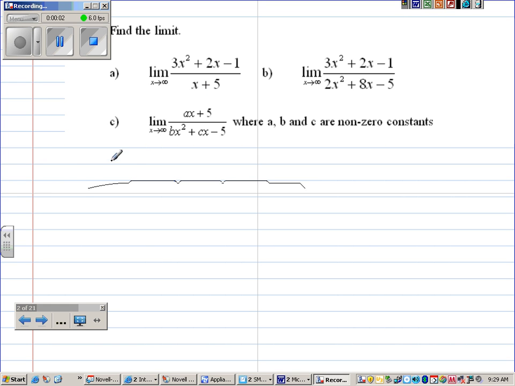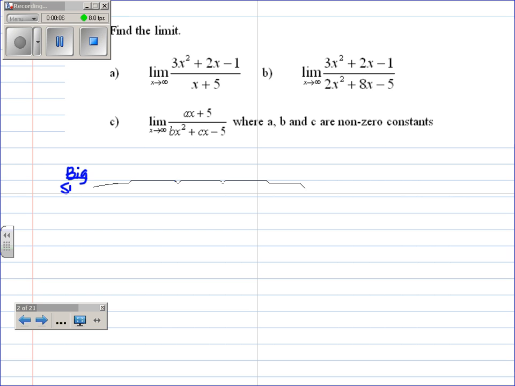A limit as x goes to infinity. If we remember, if you have big over small, it's a bunch of BS. The limit does not exist. It either goes to positive or negative infinity. If you have small over big, however, it shrinks down to 0.